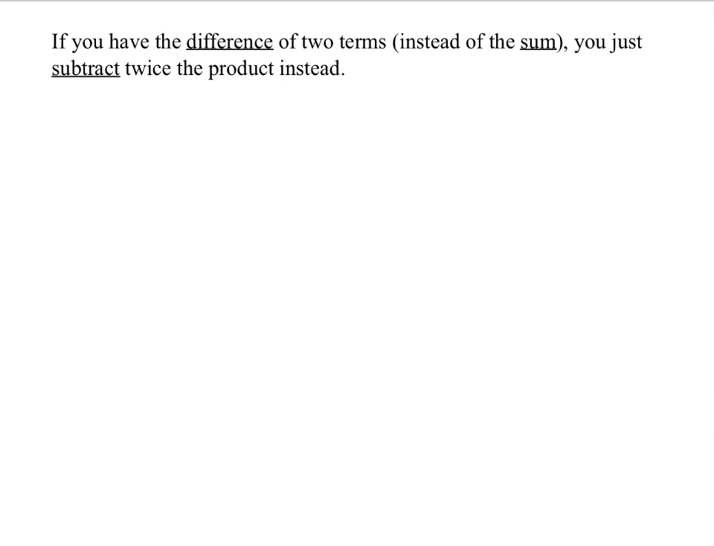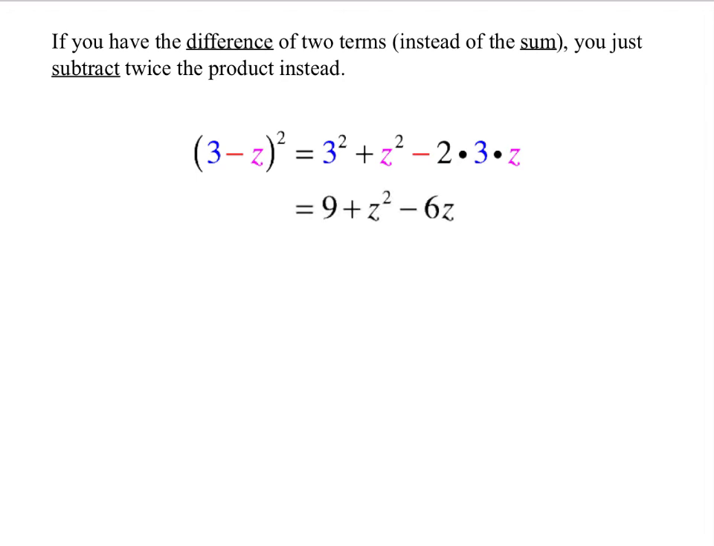If you have the difference of two terms instead of their sum, you just subtract twice the product instead. As an example, 3 minus z quantity squared is the square of the first term, that is 3 squared, plus the square of the second term, that is z squared, minus twice their product, or minus 2 times 3 times z, leading to a final answer of 9 plus z squared minus 6z. And really, that's all there is to it. Be sure to try the practice problems to cement your mastery of the skill.